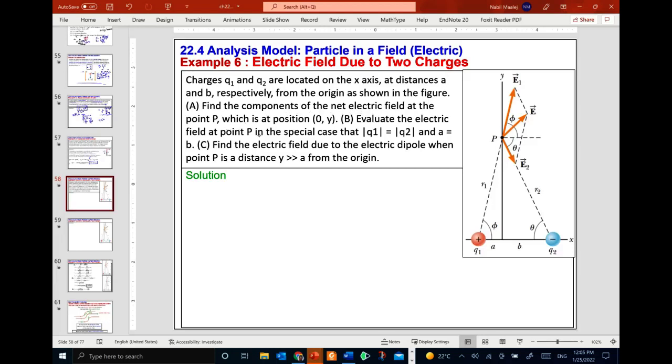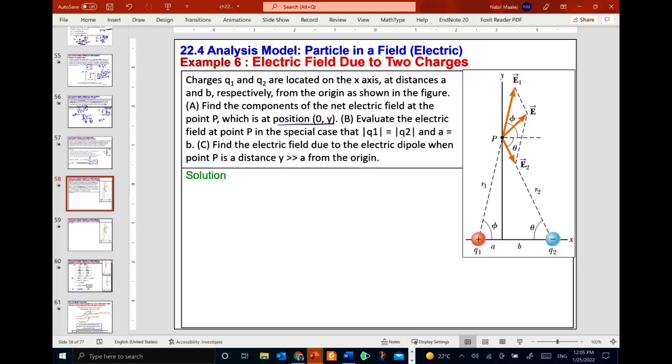So this is point P here, which is at position (0, y). So this is 0 on the x-axis and y. Evaluate the electric field at point P in the special case when Q1 is equal to Q2 and A is equal to B. And finally, find the electric field due to the electric dipole when point P is at a distance y much larger than A. So let's take it one point at a time. Find the components of the net electric field at point P.